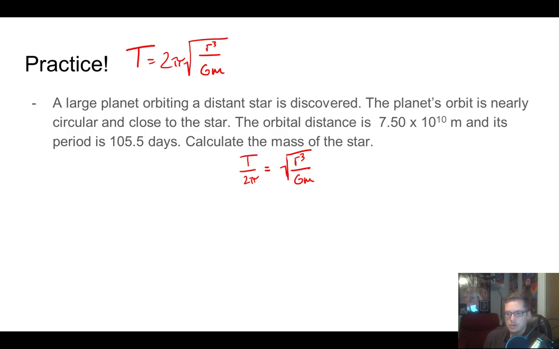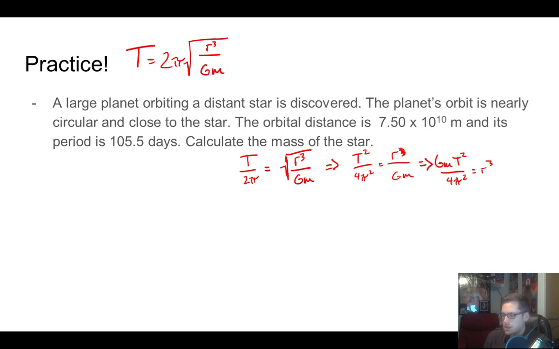All right, now we're going to square both sides to get rid of the square root, and so we get T squared over 4 pi squared is equal to r cubed over GM. Okay, and now let's multiply both sides by GM because we want that on its own side here. So GM times T squared over 4 pi squared is equal to r cubed.